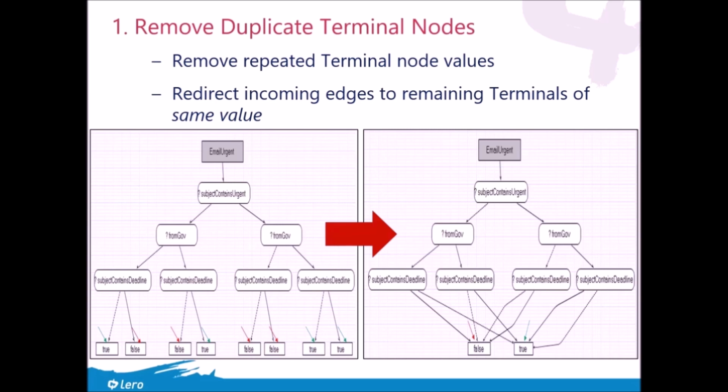So we can transform this into a single false node and a single true node. And now we have to redirect the edges that are coming in to, let's say, all our true terminal nodes and redirect them all onto our now single true terminal node, and also do the same procedure for false. So we had 4 lines coming in, and now we have 4 lines coming in to the single false terminal node and single true terminal node. That is all step 1.